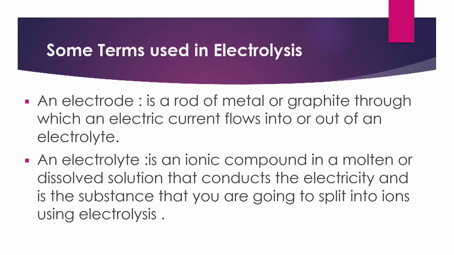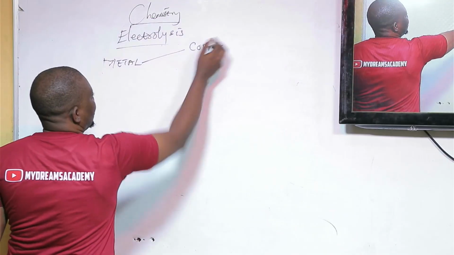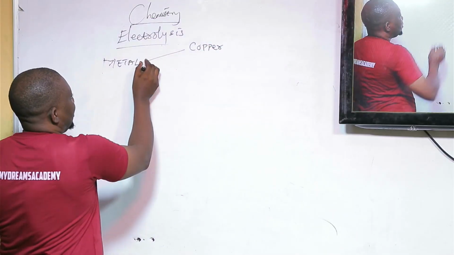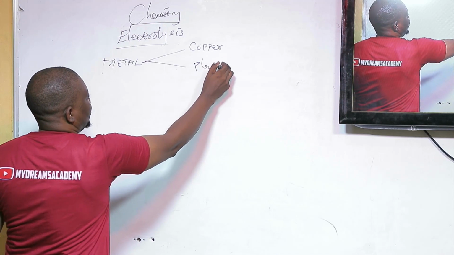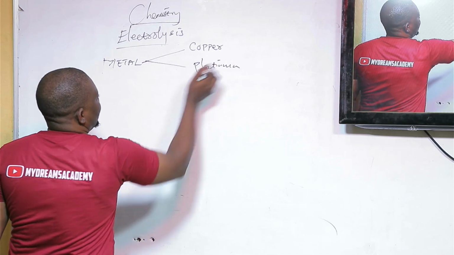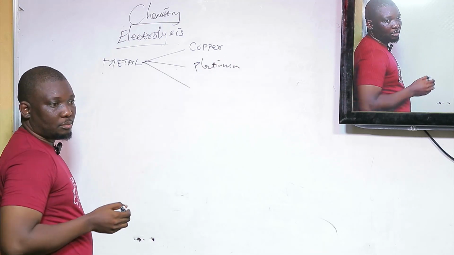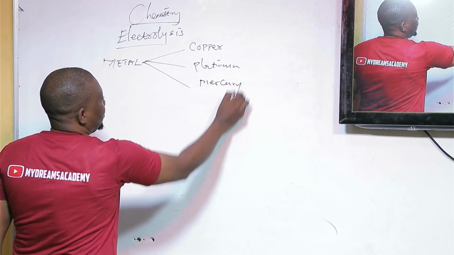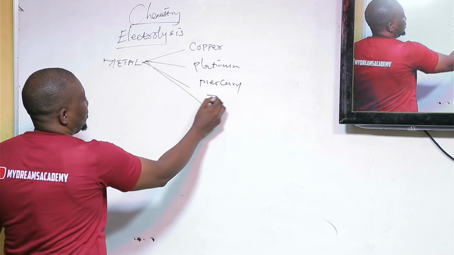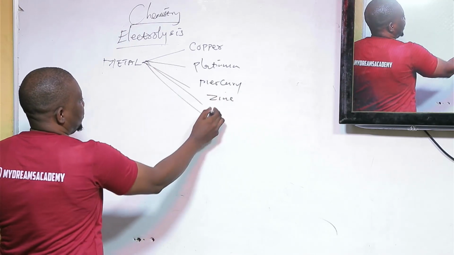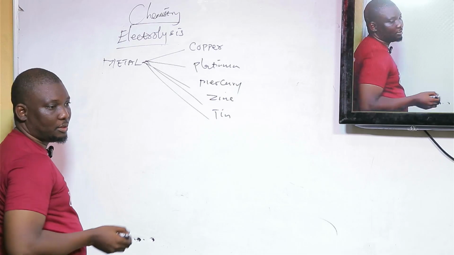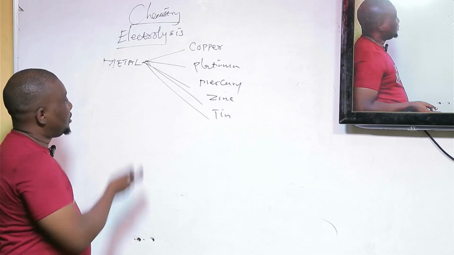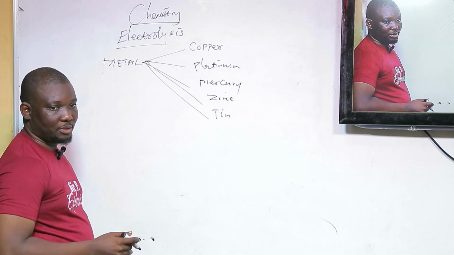Most common metals used as electrodes, you know them now. We can use copper. We can use platinum, you're correct there. We can use mercury. You can even use zinc. If you like, you can also use tin. Okay? These are common electrodes.